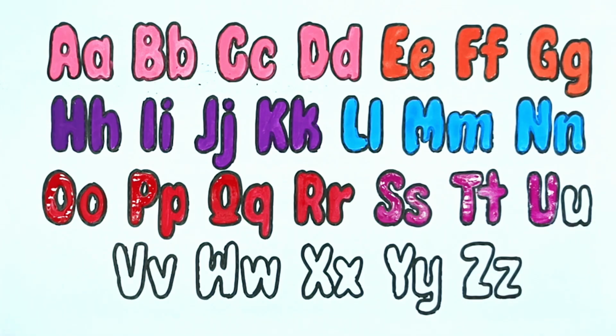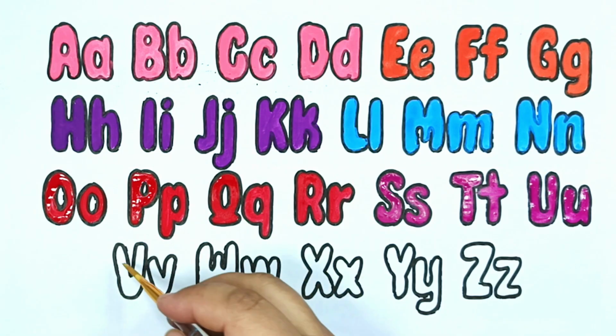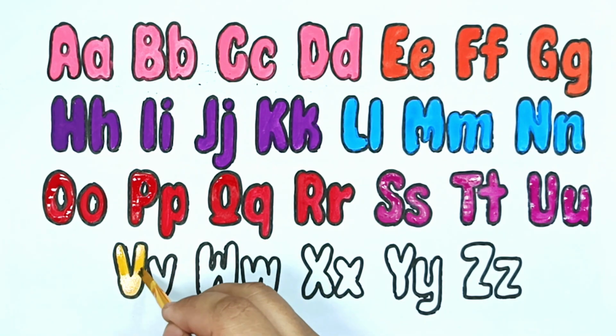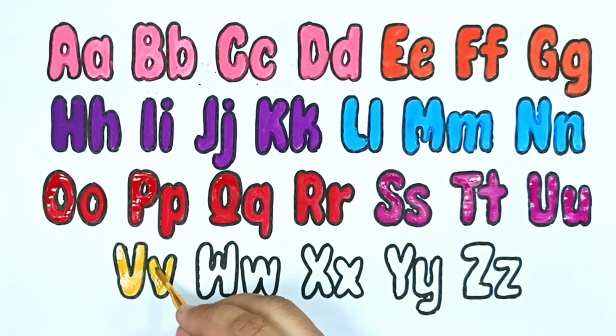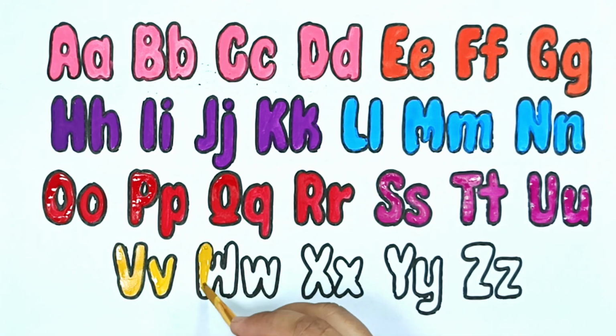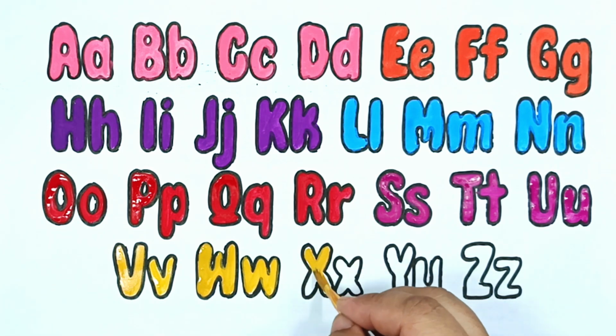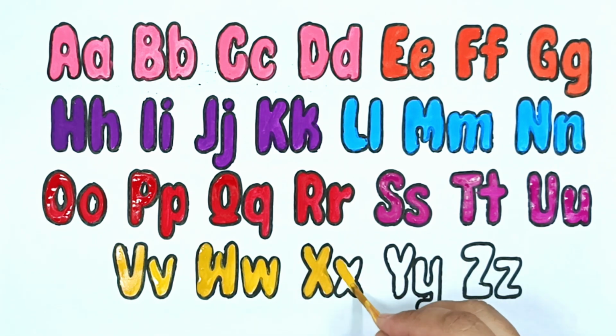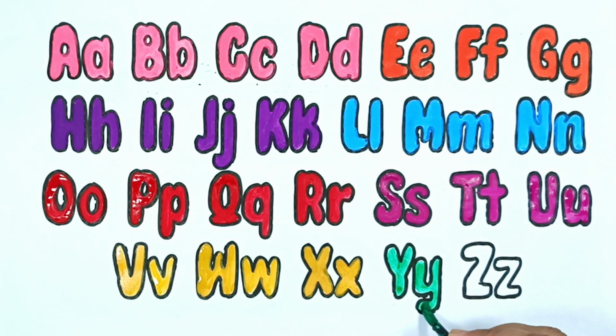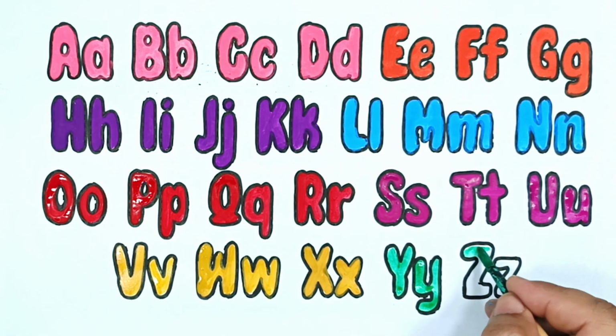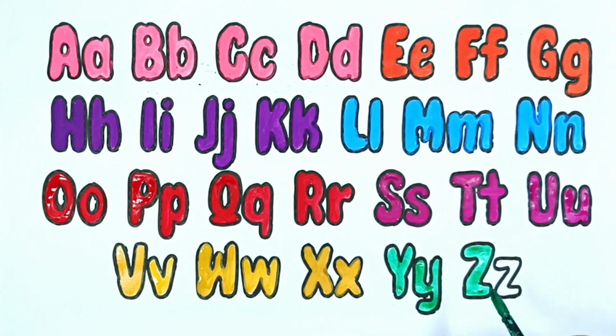U. U for umbrella. V. V for van. W. W for watch. X. X for xylophone. Y. Y for yacht. Z.